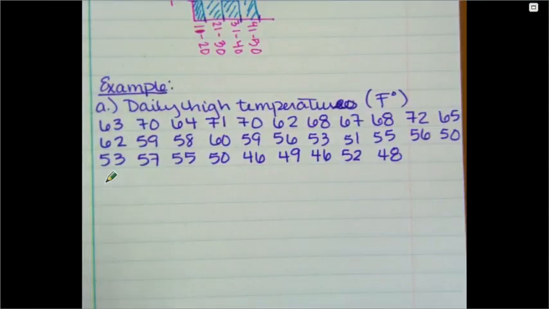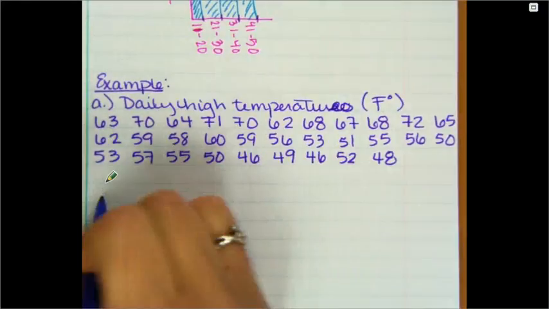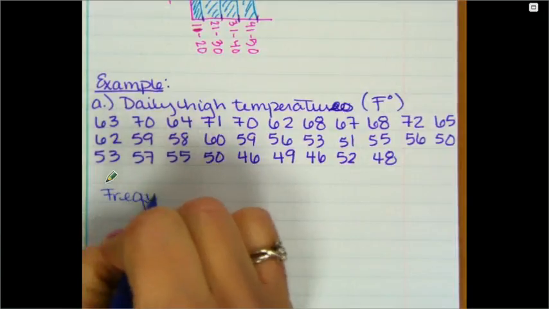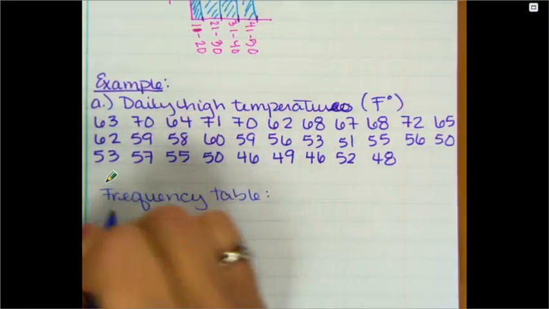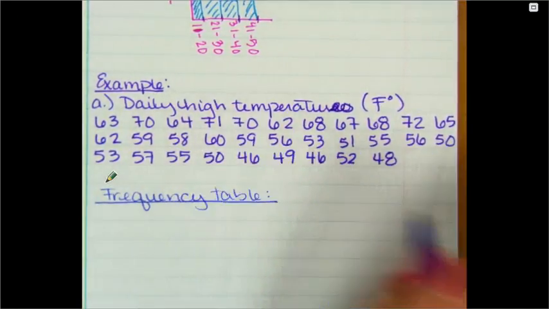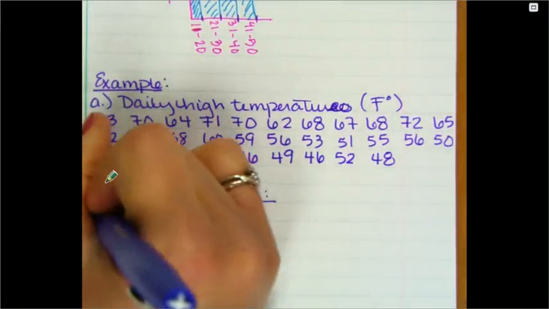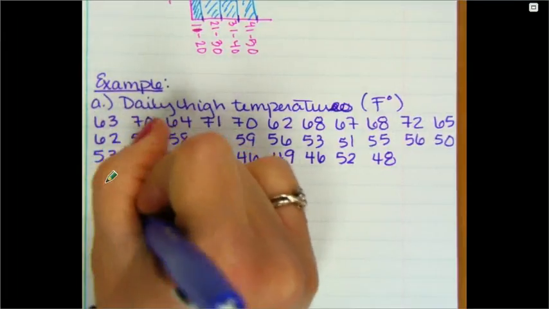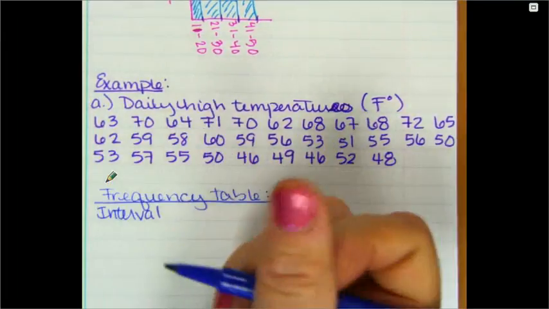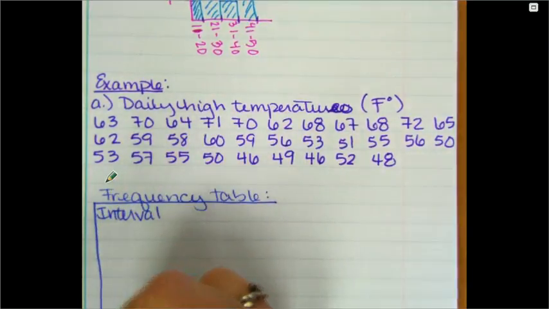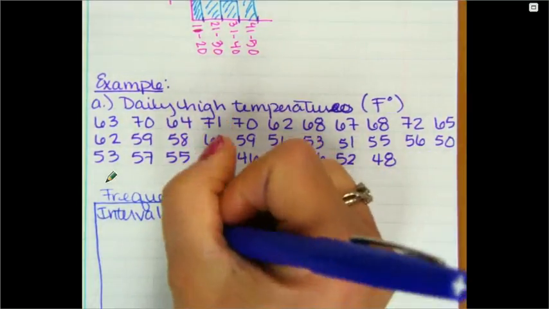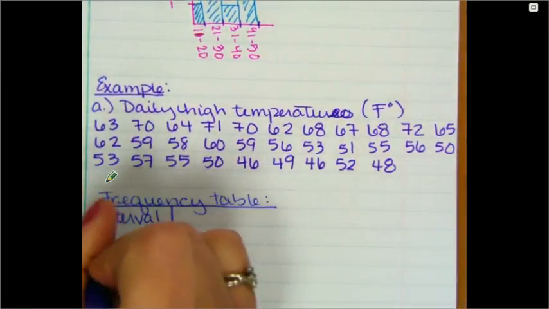Alright, we need to make what's called a frequency table. A frequency table is nothing crazy, it's super easy. What does frequency mean? What's the definition of frequency? Anyone know? If I say you go to the bathroom frequently, what does that mean? All the time, often, right? So it's the same thing. It's just wanting to know how many fit in each piece.